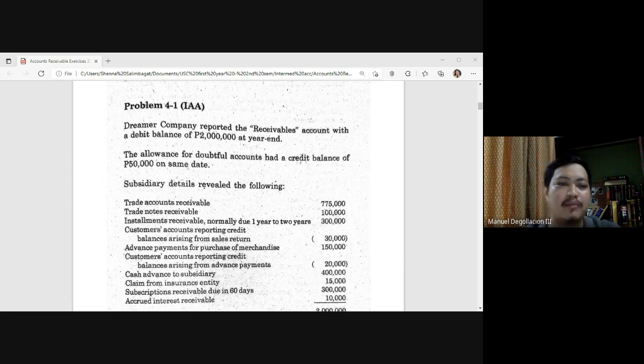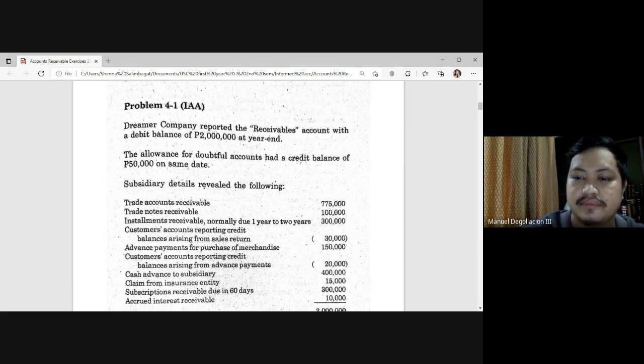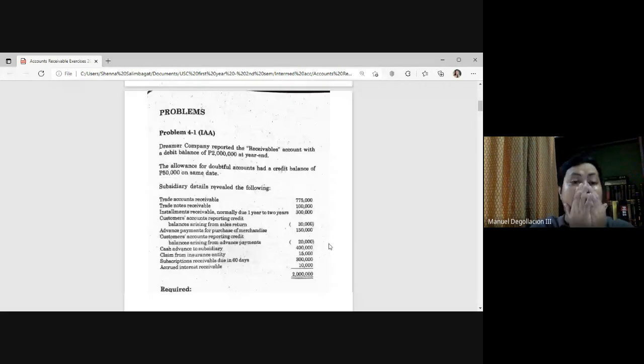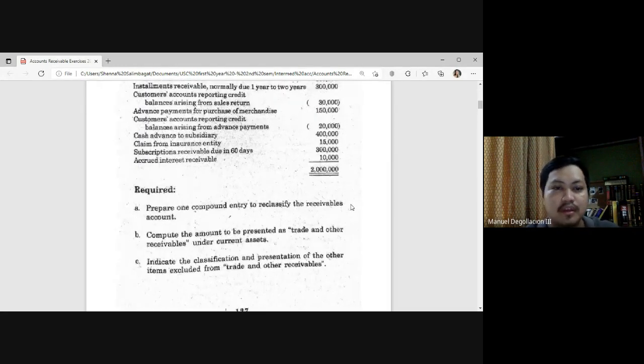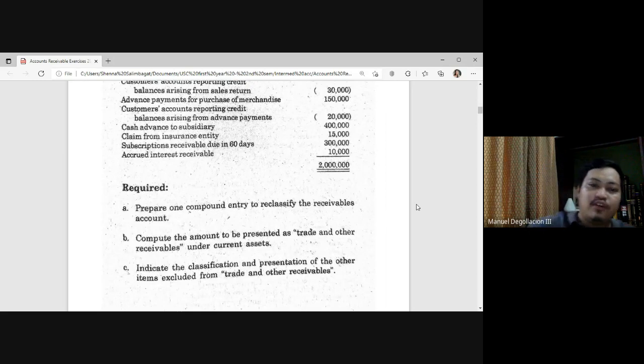Okay, proceeding with problem 4-1, class. Can you scroll it down so that we can see the questions, please? Okay, compute. Let's focus on the second requirement. Compute the amount to be presented as trade and other receivables, class. So basically, the task here, class, is... can you scroll it up again?